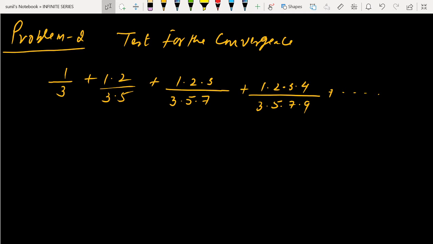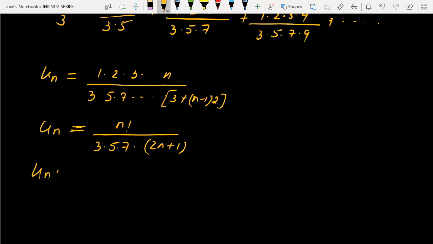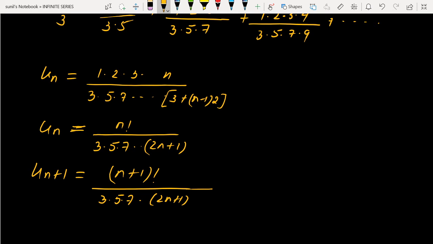Now if you see the pattern, in the numerator the product is increasing; in the second term there is a product of two terms, so my nth term will be like this: 1 into 2 into 3 till n. And 3, 5, 7 is in AP, so its nth term will be 3 plus n minus 1 into common difference 2. So my nth term will be: numerator n factorial, upon 3 into 5 into 7 till 2n plus 1. Now I will write un plus 1: that is n plus 1 factorial upon 3 into 5 into 7 till 2n plus 1, and the next term 2n plus 3.